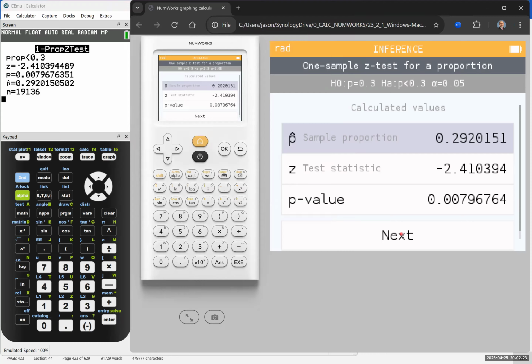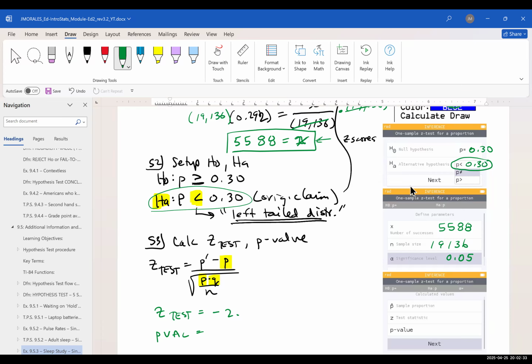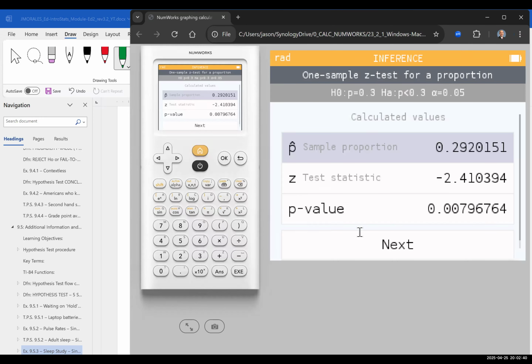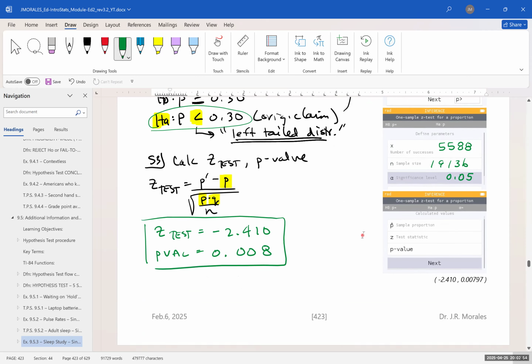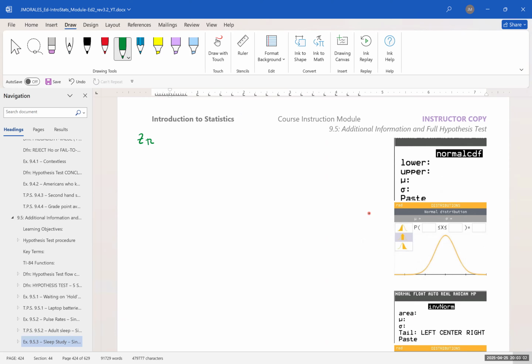So let's go ahead and write those values down. We have negative 2.410 with a p-value of 0.008. All right, let's move on to the next page, and I will rewrite those values here so I have them at the ready. Our test statistic was negative 2.410, and our p-value was 0.008.